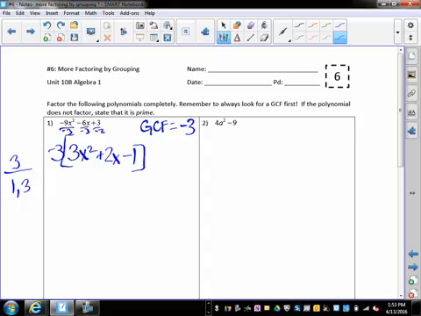Okay, so now we are going to factor this. Remember, the -3 is just coming along for the ride. So let's go ahead and rewrite. He's just hanging out for the day.